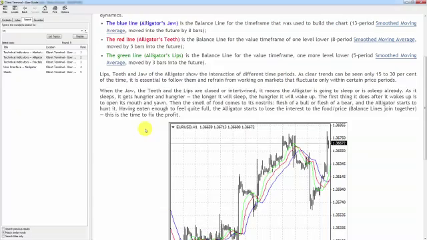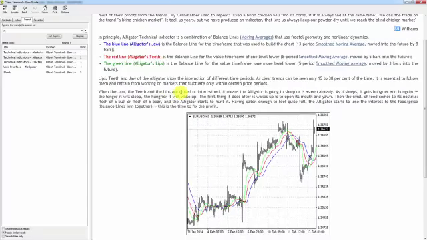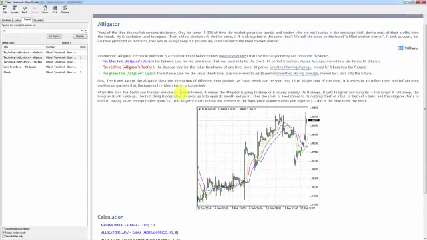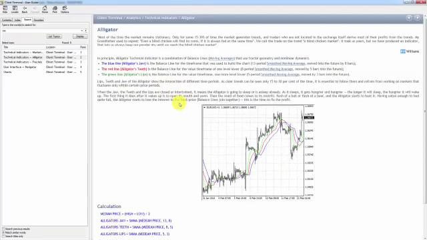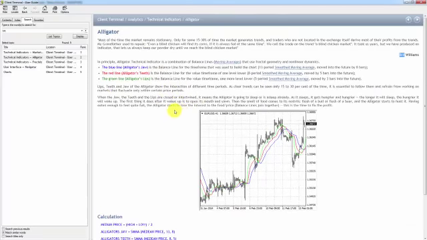Then the smell of food comes to its nostrils, flesh of a bull or flesh of a bear, and the alligator starts to hunt it. Having eaten enough to feel quite full, the alligator starts to lose interest in the food. Price balances, lines join together. This is a time to fix a profit. So interesting story, like a little fairy tale about the alligator, and it makes a bit more sense why the lines are called jaws, teeth, and lips.